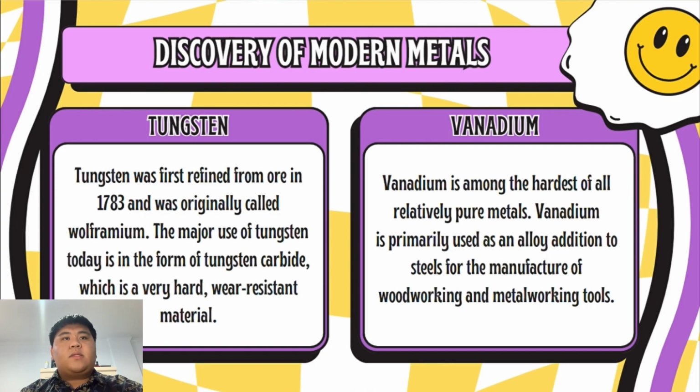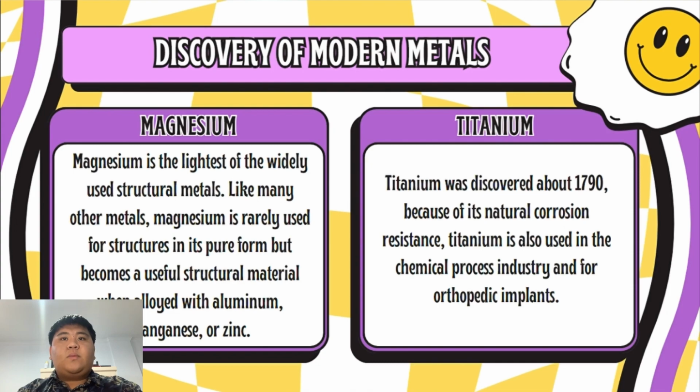Vanadium. Vanadium is among the hardest of all relatively pure metals. Vanadium is primarily used as an alloy addition to steel for the manufacture of woodworking and metalworking tools. Magnesium. Magnesium is the lightest of widely used structural metals. Like many other metals, magnesium is rarely used for structure in its pure form, but becomes a useful structural material when alloyed with aluminum and zinc.